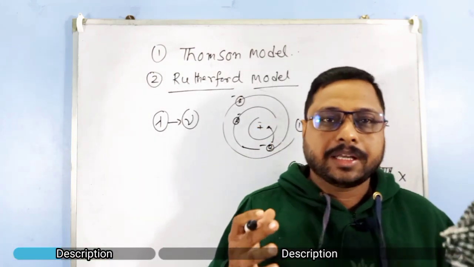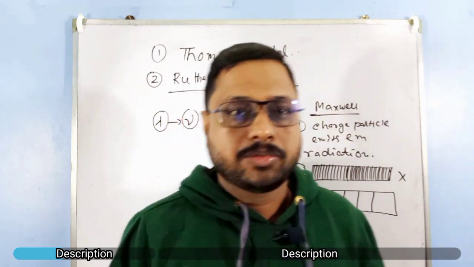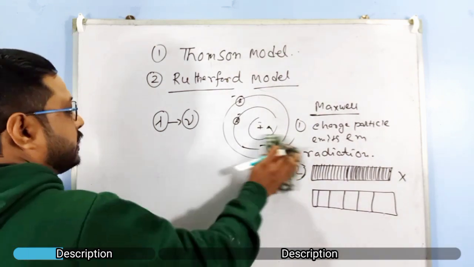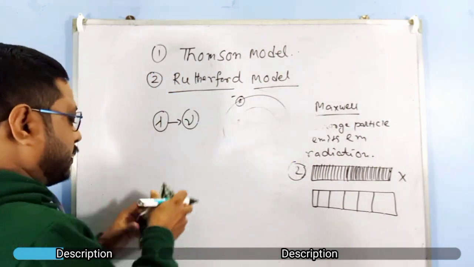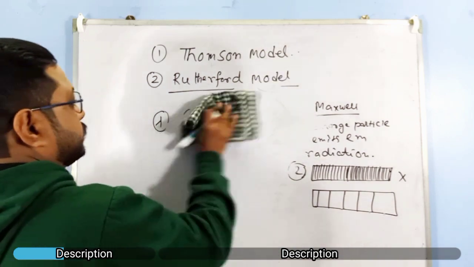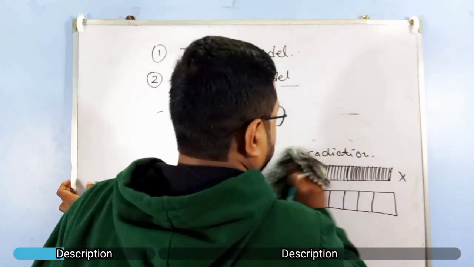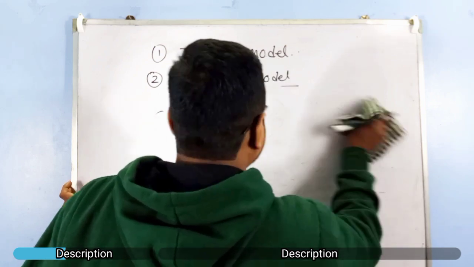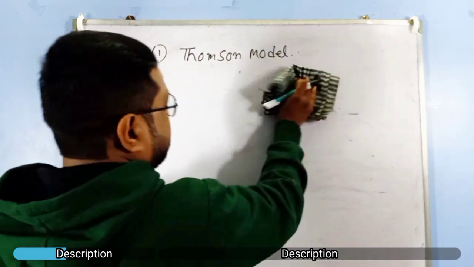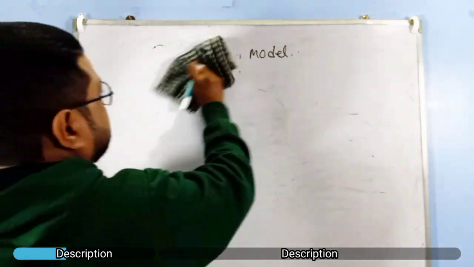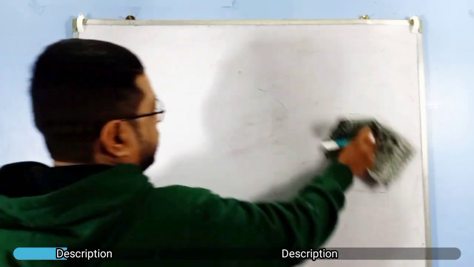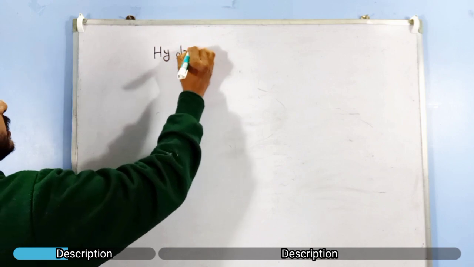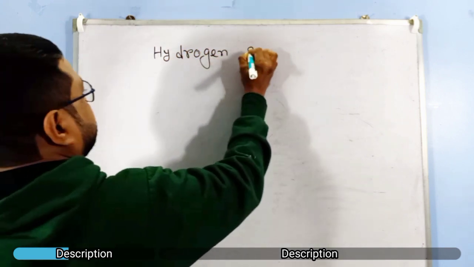Now what are the original characteristics of hydrogen spectra? Today we will learn about hydrogen spectra. How is the hydrogen spectrum different from the visible light spectrum? So let us go with hydrogen spectra.